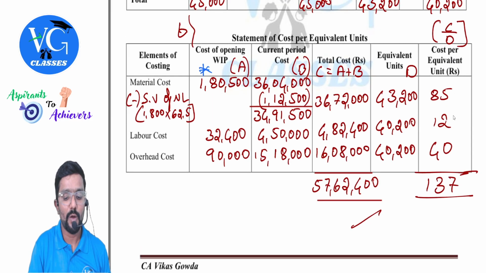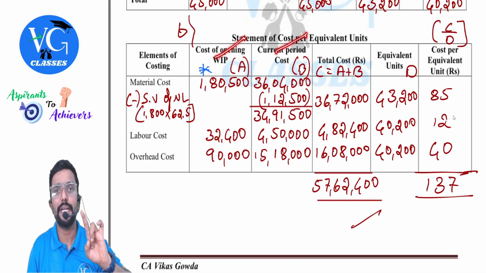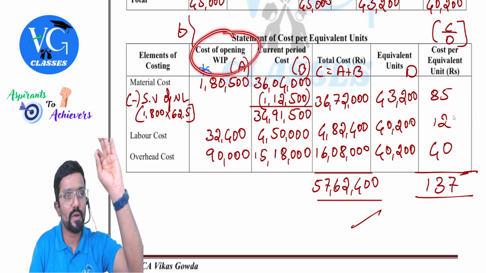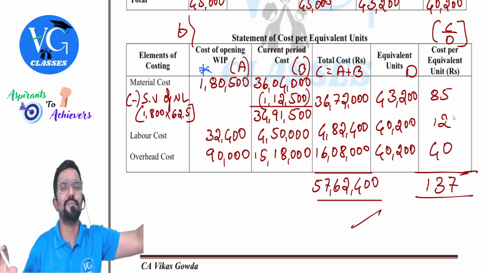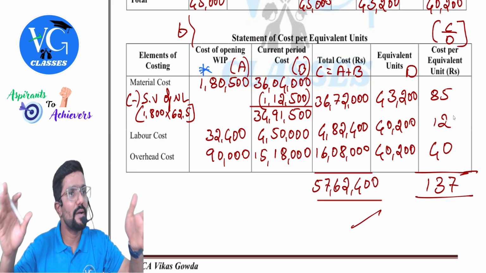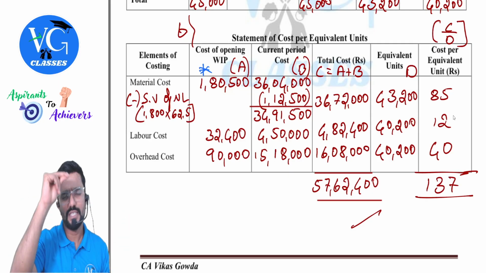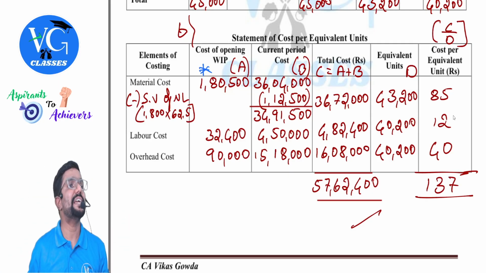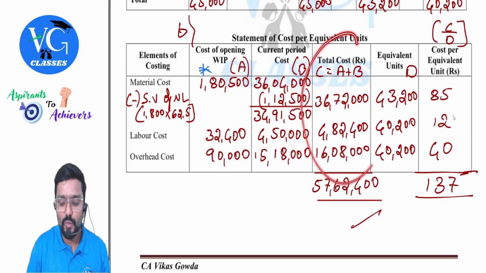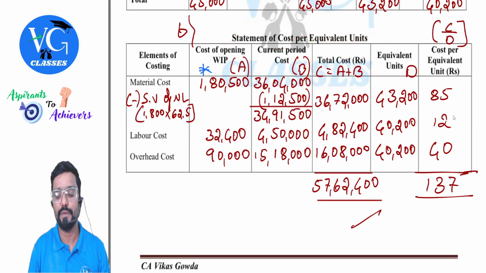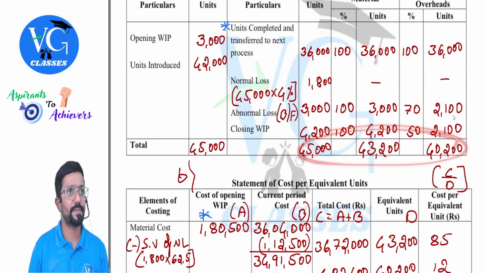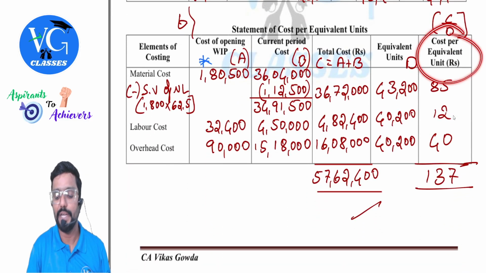Clear? So we took cost of opening WIP as well as current period cost. Guys, one thing you should know. Is this the cost incurred in the current period or last period? Last period. But under weighted average method, we don't have any separate treatment. Cost is cost. Just take it and calculate weighted average price. So once you get total cost, how did you get total cost? Cost of opening WIP plus current period cost, divided by equivalent units. You get cost per equivalent unit.